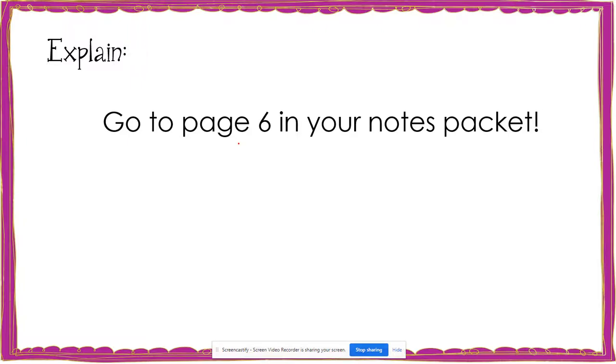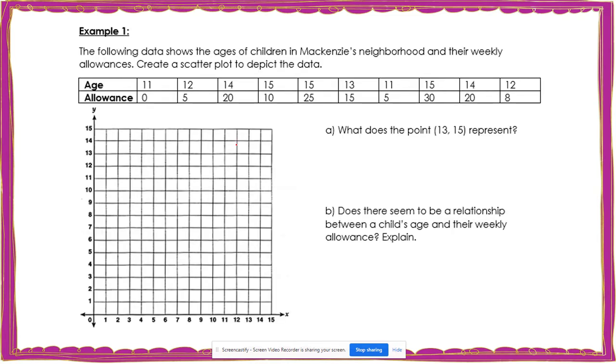Today we're going to learn about scatter plots. You should be on page 6 in your notes packet. Example 1 gives you data that shows the ages of children in Mackenzie's neighborhood and their weekly allowances. We are going to use this data to create a scatter plot.